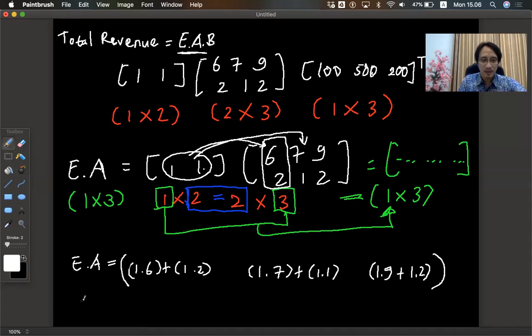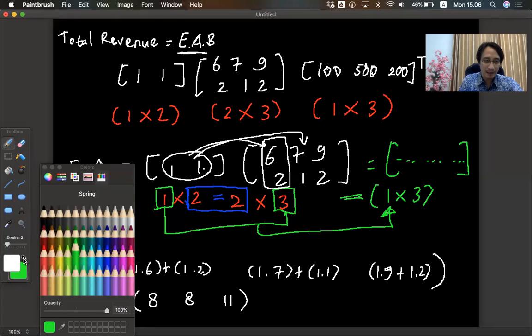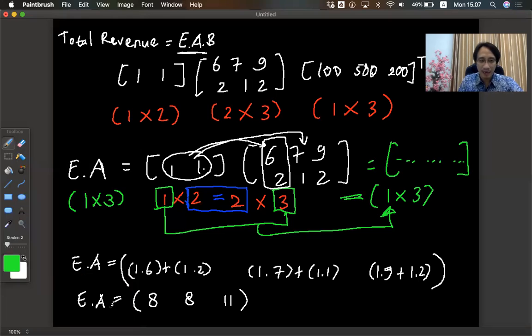Okay. So E times A equals 1 times 6, 6, plus 1 times 2, 2. 6 plus 2 equals 8. 7 plus 1, 8. 9 plus 2, 9, 10, 11. This is the result: 8, 8, 11. And if we see it, the result order is 1 times 3. So it's correct. Okay?